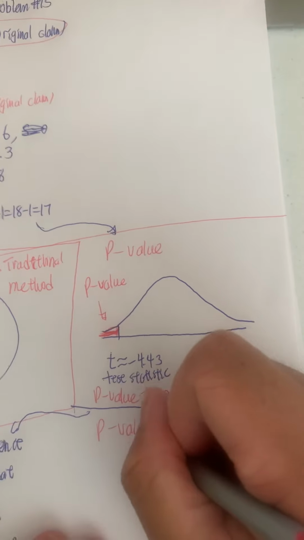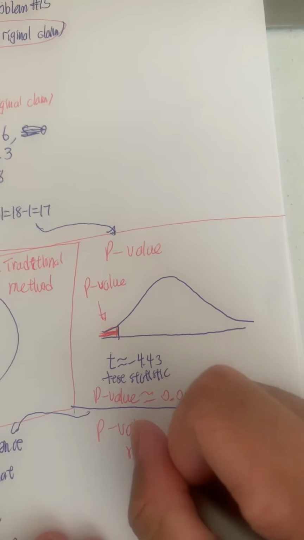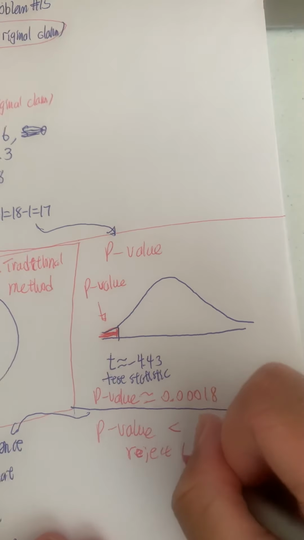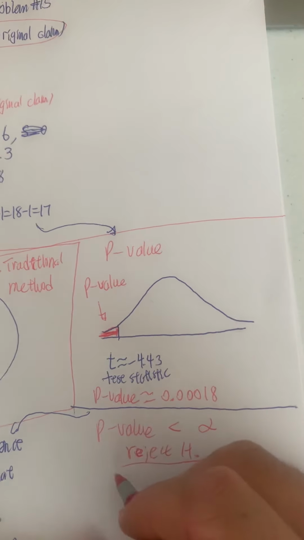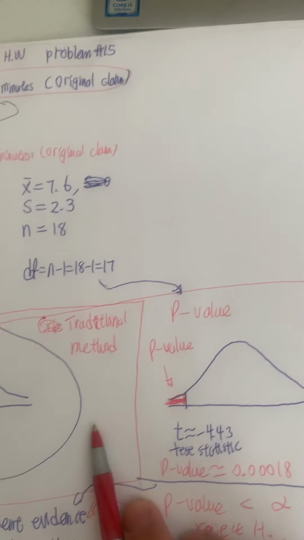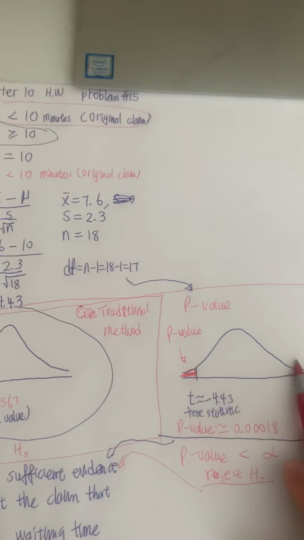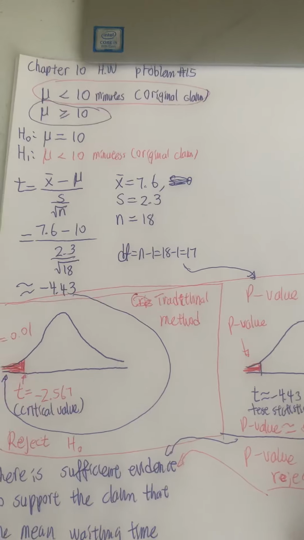We want to compare the p-value with alpha. The p-value is less than alpha, so we're going to reject. You see, you had the same wording: reject the null hypothesis, and then here's our final wording. So this is the traditional method, and this is the p-value method. And then you want to solve using the calculator.